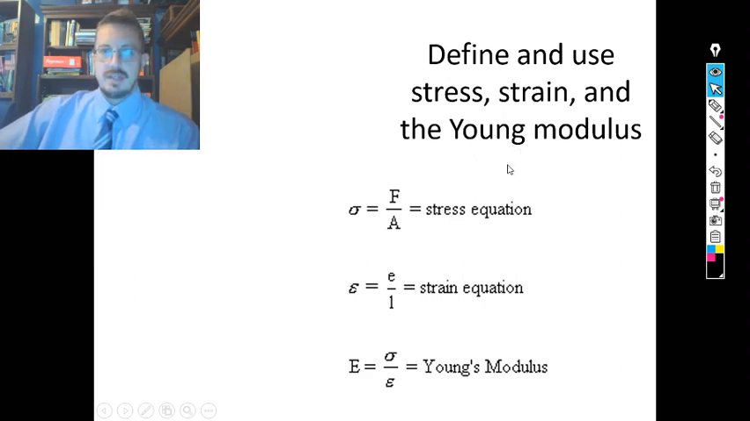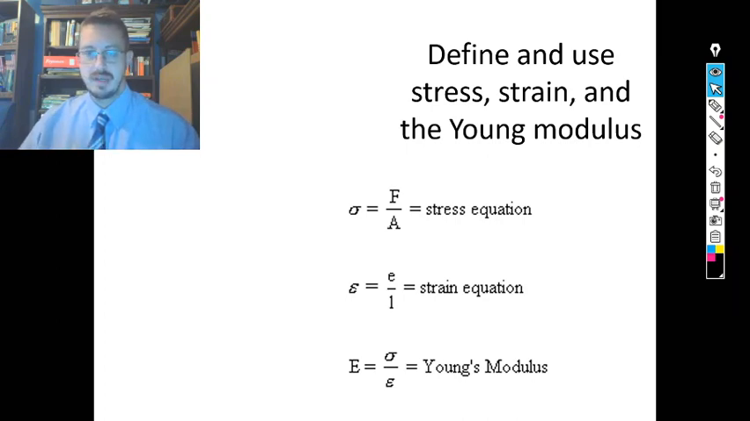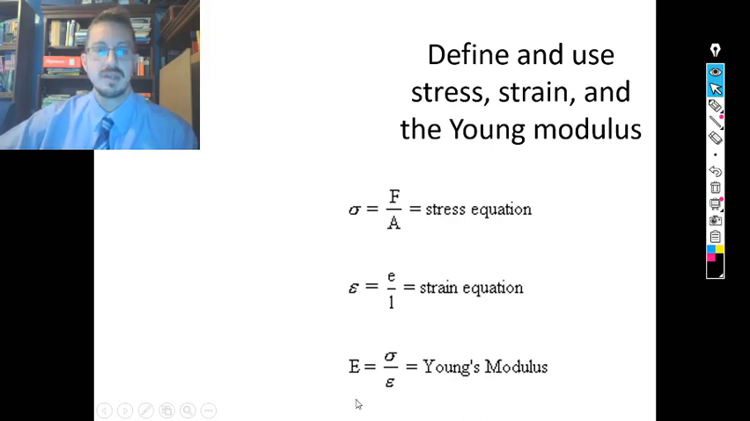Here indeed are the definitions of stress, strain, and the Young modulus. Stress, represented by the Greek letter sigma, is the force per area. Note that's the same way that we define pressure. The Greek letter epsilon represents strain, and it's just the ratio of how much longer something became compared to its original length. Here they have the elongation compared to one unit length, how long it originally was. And then E, the Young modulus, is the ratio of stress to strain. So stress over strain is the Young modulus.